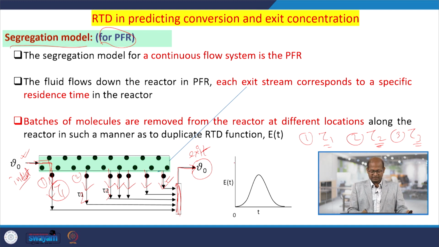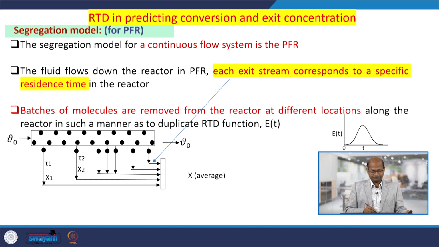Okay. And this is the E curve, or whatever concentrations will come out, and based on that if we draw the exit distribution or RTD function for this particular system, it would be like this. So, now if we consider this particular point, point 1, when the molecule spends space time tau 1, it has conversion x 1, and at point 2 it has space time tau 2 and conversion x 2. Like that, this is the exit point.